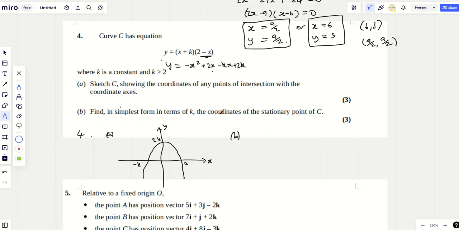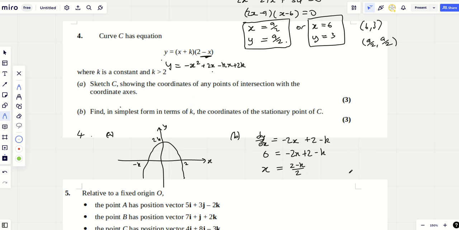Find in simplest form in terms of k the coordinates of the stationary point of C. This is actually a little bit awkward. But stationary point, so we're going to differentiate. That will give us minus 2x. It is possible to do this by completing the square as well. But you're going to get minus 2x plus 2 minus k. Stationary points where this equals 0. So you're going to get 0 equals minus 2x plus 2 minus k. And that gives you x equals 2 minus k over 2.